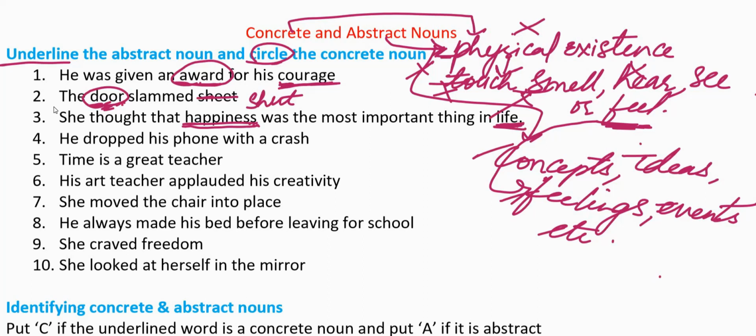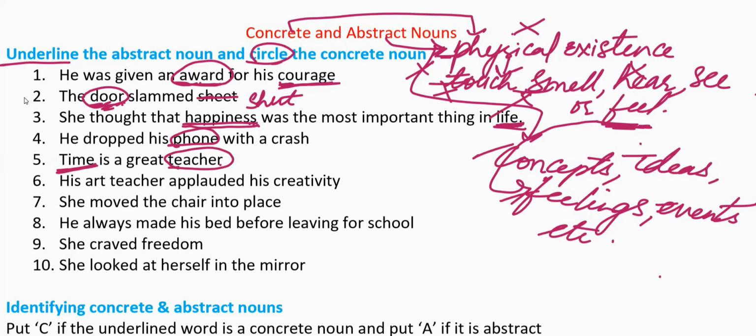Moving on to the fourth one now. He dropped his phone with a crash. Can you identify abstract noun here? There is no abstract noun in the sentence. Phone is a concrete noun because it has a physical existence. In the fifth sentence, time is an abstract noun because you cannot touch, hear or see. Time does not have physical existence, hence it is an abstract noun. Nature of course has a physical existence.